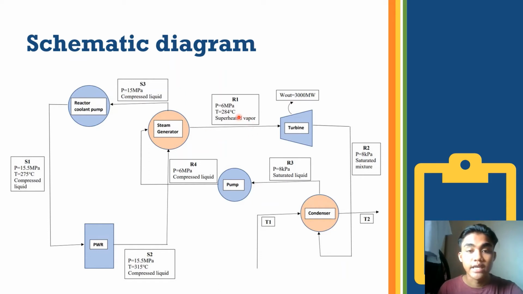284 degrees Celsius. And then the steam generator is also connected with the turbine to produce the amount of work of 3000 megawatt as requested by the question. And other than that, the condenser is also connected with streams T1 and T2 to exchange heat with streams R2 and R3. And this part will be discussed further in the next part.